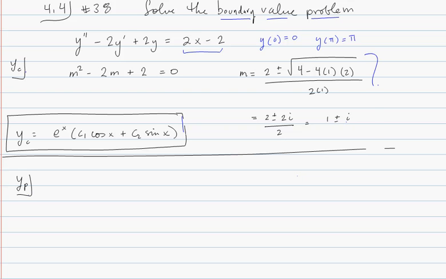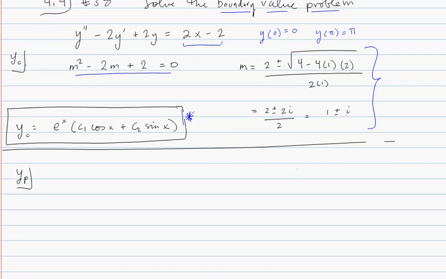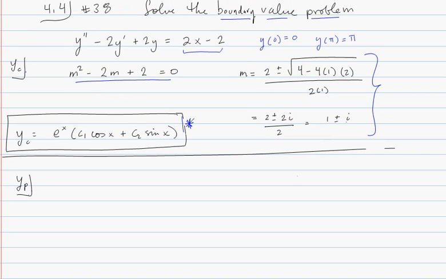to find the general solution for the homogeneous part of the equation. And so this is what I've found right here after getting the auxiliary equation. So, and then the next thing is to find yp, or the particular solution. So I'll go ahead and do that.